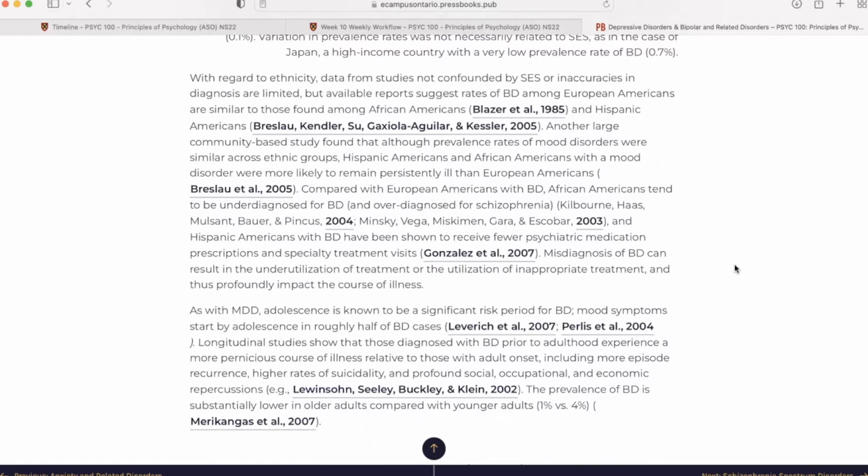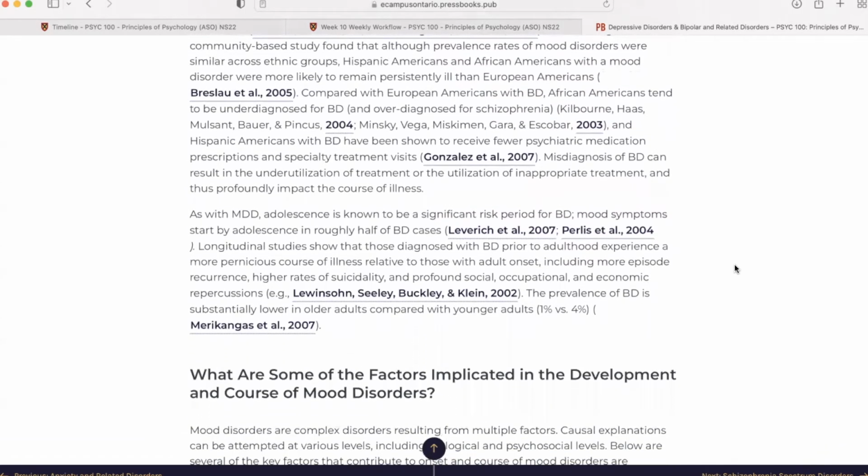Compared with European Americans with BD, African Americans tend to be underdiagnosed for BD and overdiagnosed for schizophrenia. And Hispanic Americans with BD have been shown to receive fewer psychiatric medication prescriptions and specialty treatment visits. Misdiagnosis of BD can result in the underutilization of treatment or the utilization of inappropriate treatment and thus profoundly impact the course of illness. As with MDD, adolescence is known to be a significant risk period for BD.